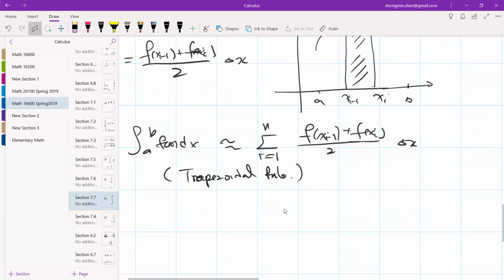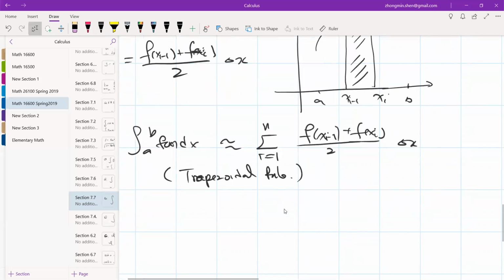That's the idea, because it's coming from the geometry picture. Okay? And in the book, the errors are also discussed, and then the guy called Simpson.